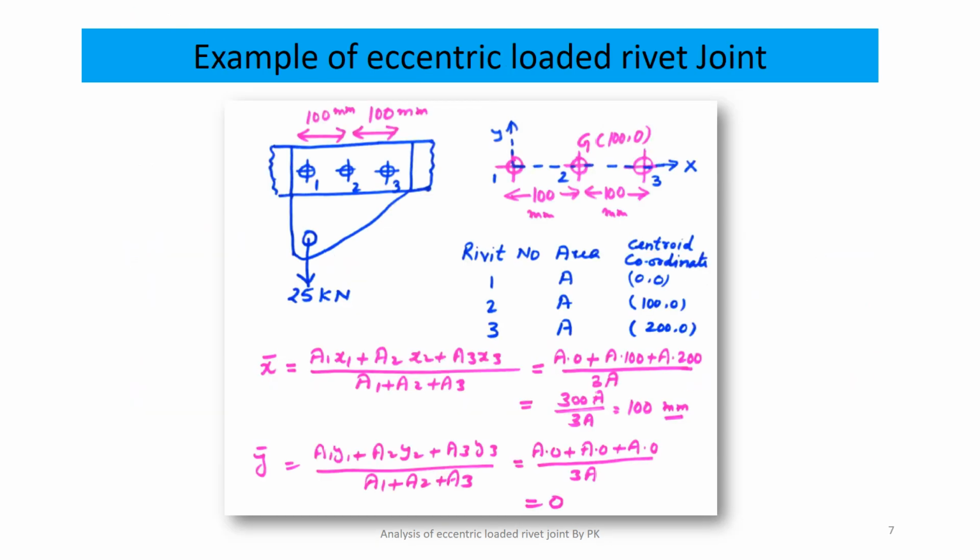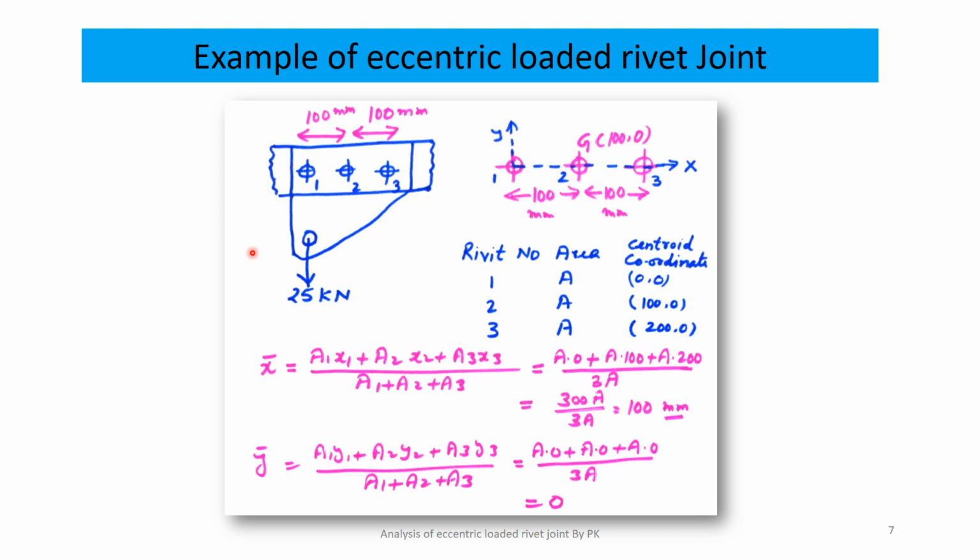Let us understand the whole concept with the help of an example. Here there are 2 plates, one is the lower plate and the other is the upper plate, and with the help of a 3 rivet system, rivet number 1, rivet number 2, rivet number 3, these 2 plates are fixed with each other. On this upper plate a load of 25 kilonewton is acting in the downward direction. Because of this 25 kilonewton load, we have to find out what should be the safe diameter of the rivet. The distances between rivet number 1, rivet number 2 and rivet number 3 are the same.